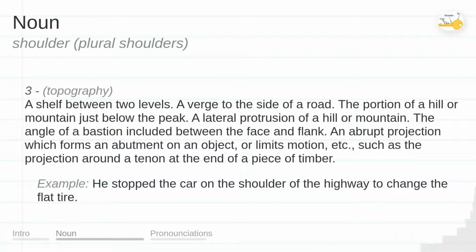A shelf between two levels. A verge to the side of a road. The portion of a hill or mountain just below the peak. A lateral protrusion of a hill or mountain. The angle of a bastion included between the face and flank.